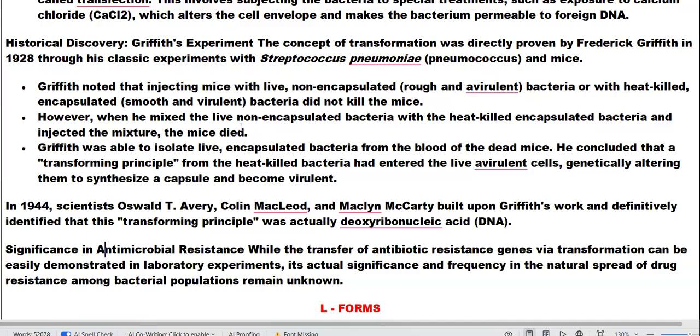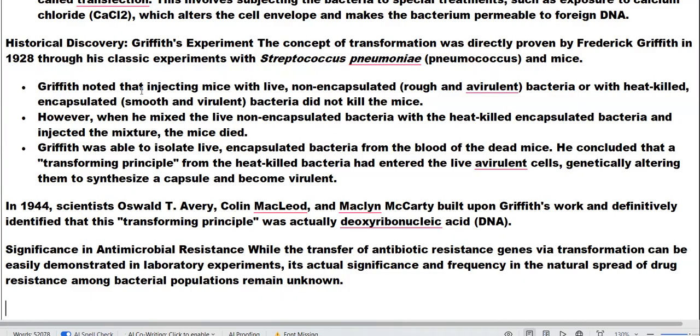However, when he mixed the live non-encapsulated bacteria with the heat-killed encapsulated bacteria and injected the mixture, the mice died. Griffith was able to isolate live encapsulated bacteria from the blood of the dead mice. He concluded that a transforming principle from the heat-killed bacteria had entered the live avirulent cells, genetically altering them to synthesize a capsule and become virulent.